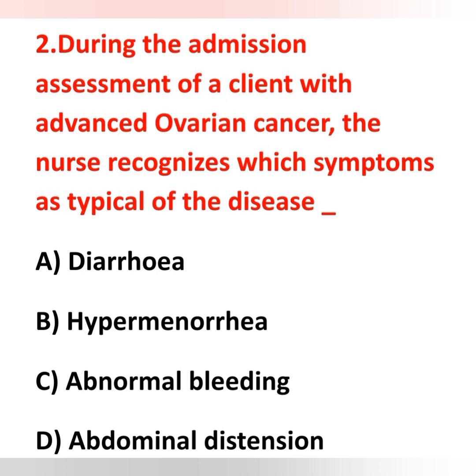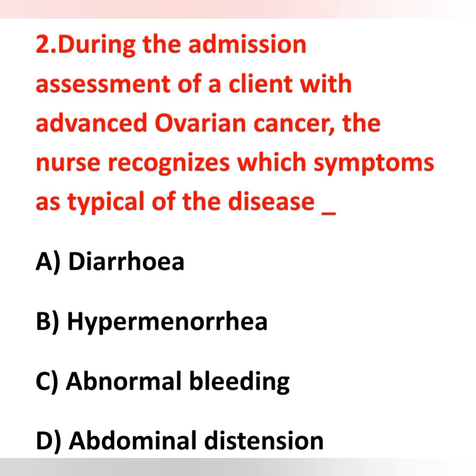Second question: during the admission assessment of a client with advanced ovarian cancer, the nurse recognizes which symptoms as typical of the disease. And the options are option A, diarrhea, option B, hypermenorrhea, option C, abnormal bleeding, option D, abdominal distension. Here our question is: client with advanced ovarian cancer, and the nurse understands which symptom is typical for this patient.